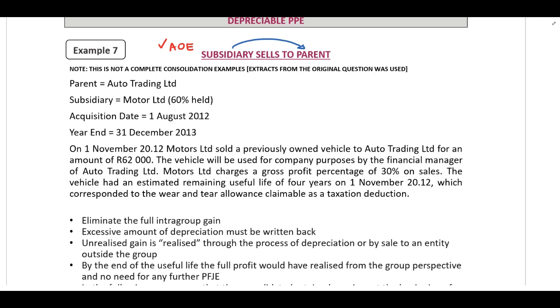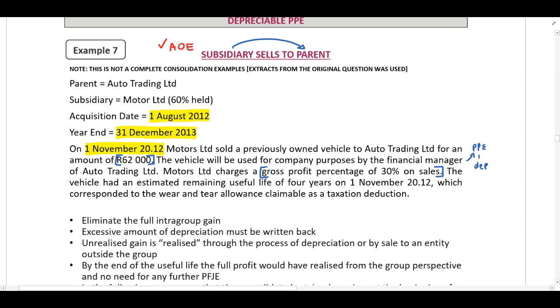Now let's read through the information provided. The parent is Auto Trading Limited, subsidiary Motor Limited, acquisition date 1 August 2012 and year end 31 December 2013. On 1 November 2012, Motors Limited sold a previously owned vehicle to Auto Trading Limited for an amount of 62,000. The vehicle will be used for company purposes by the financial manager of Auto Trading Limited. Therefore, we know, guys, we can recognize this as PPE and there will be depreciation that we need to account for. Motors Limited charges a gross profit percentage of 30% on sales.